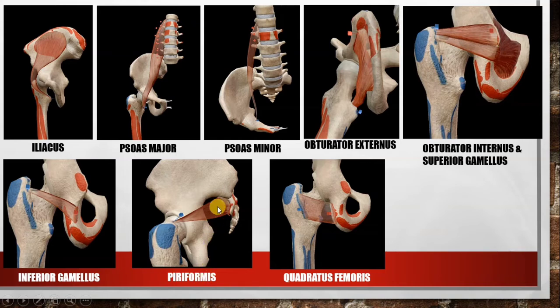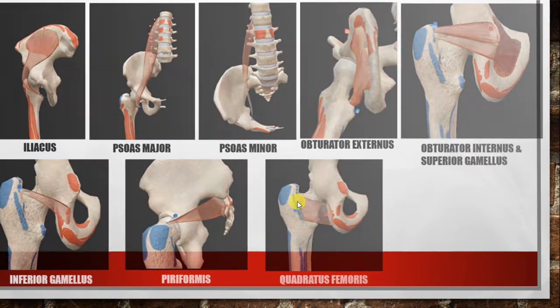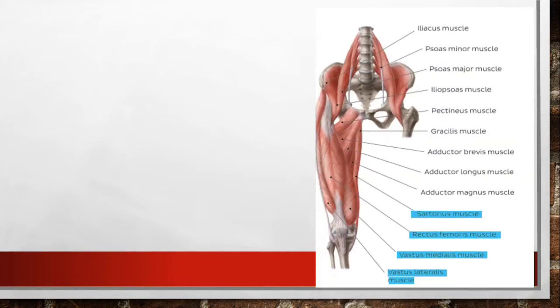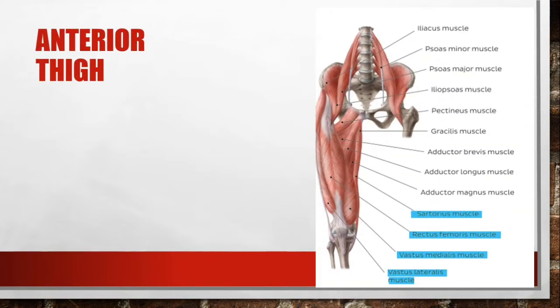Now the piriformis is arising from the vertebral bodies, crossing the greater sciatic notch and attached to the greater trochanter. We have discussed quadratus femoris, which has a quadrangular shape and arises from the ischial tuberosity and attaches to the intertrochanteric fossa. So these were the interior hip muscles.